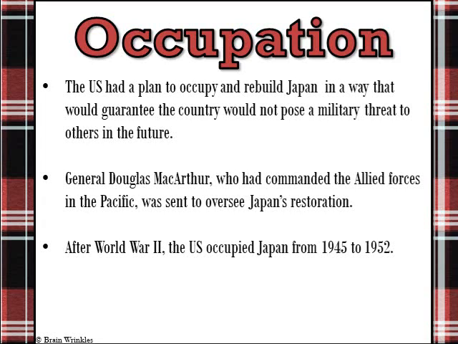The occupation. The U.S. had a plan to occupy and rebuild Japan in a way that would guarantee the country would not pose a military threat to others in the future. General Douglas MacArthur, who had commanded the Allied forces in the Pacific, was sent to oversee Japan's restoration. After World War II, the U.S. occupied Japan from 1945 to 1952. Next slide.